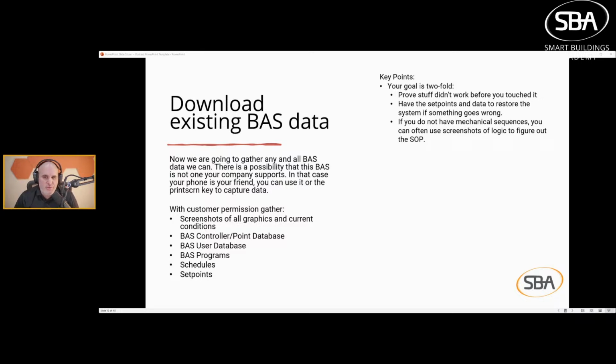So what we want to do is we want to do a couple things. One, there's a high possibility in a retrofit that this is a BAS you don't know how to use. Your customer or your company doesn't support it. You can't buy it anymore.